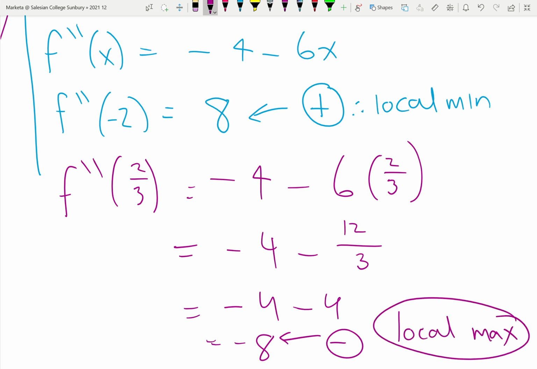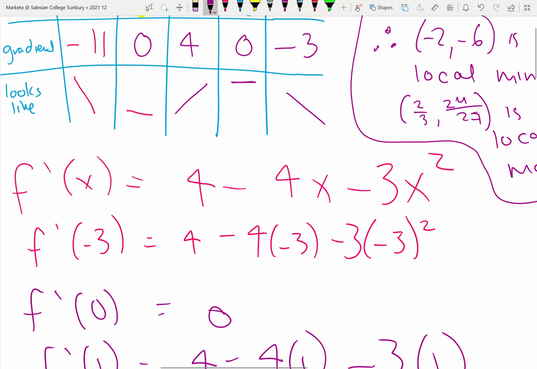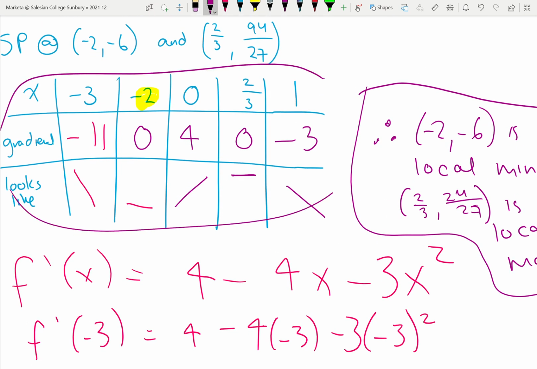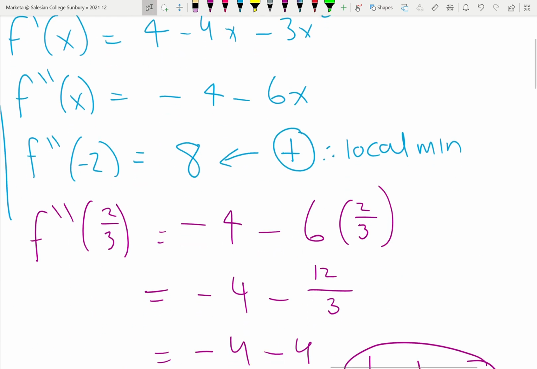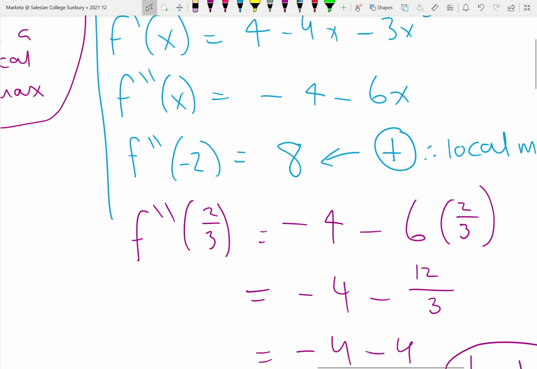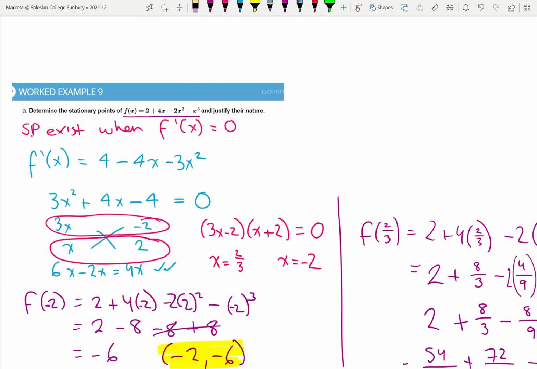If you had found that the double derivative equals 0, that doesn't help you. You're going to have to go and do this thing with the little table and find out what happens on either side. It doesn't mean necessarily that it's a point of inflection, but it is a really handy method to find whether you've got a local maximum or a local minimum. Much easier than the table. So that is worked example 9.